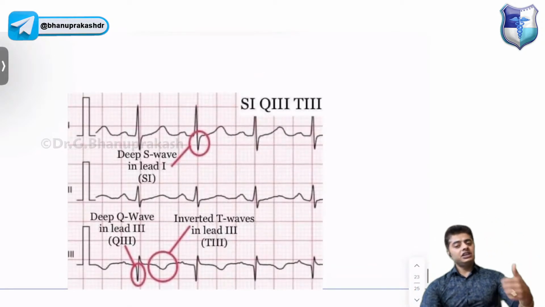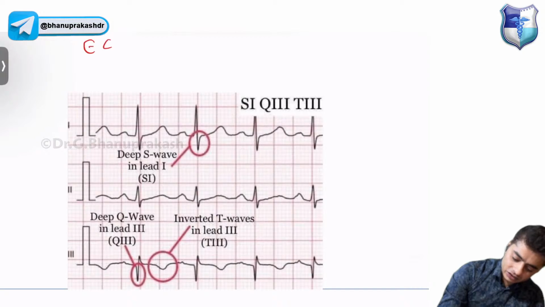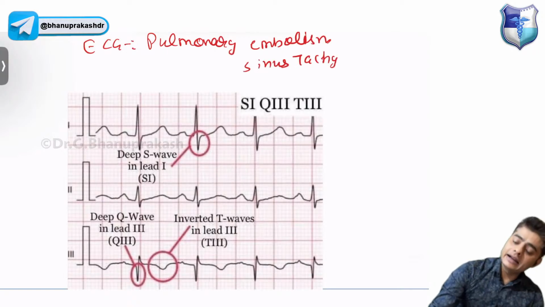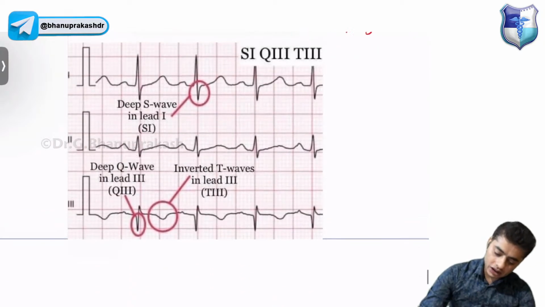Now, in ECG, if it is MI, you will find ST elevation. Now, if in ECG you are suspecting pulmonary embolism, what will you find? You will find sinus tachycardia and the S1 Q3 T3 pattern.